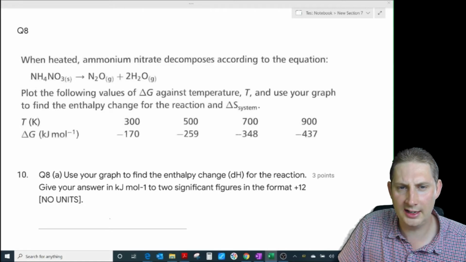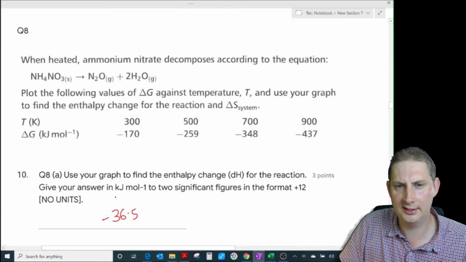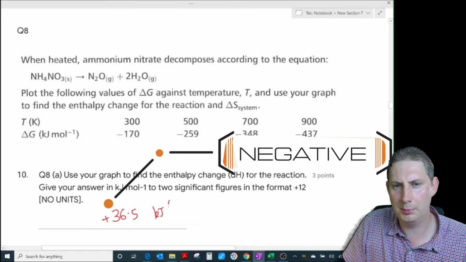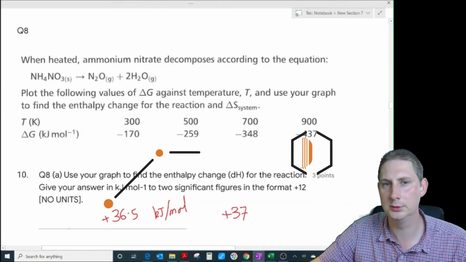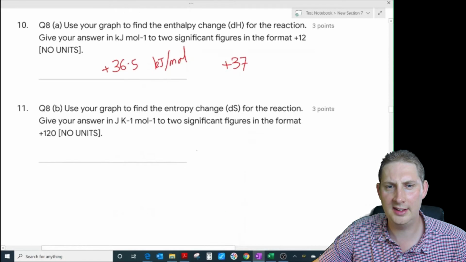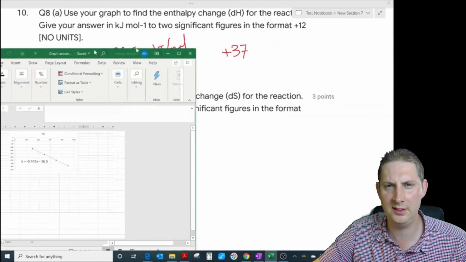So the enthalpy change is plus 36.5 kilojoules per mole. And if we're putting it to two significant figures, it's plus 37. Cool. And finding the entropy change, well, there's two things we've got to remember, and many of you didn't.